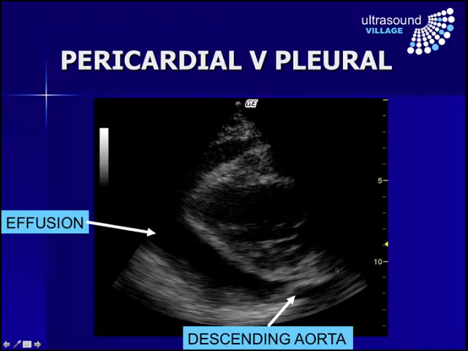So here's a diagram to outline what we're saying. Here we see the heart. Here we see a large fluid collection that's surrounding the heart. It's coming up and it's tapering at this point here. And here is the descending aorta.